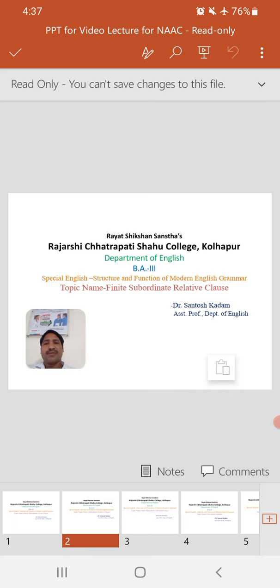First of all, I would like to select here the that RCL clause. That RCL clause is always going to act in a noun phrase. It is always a post modifier in our noun phrase. We can take a particular example here: The book that is useful is on the table.